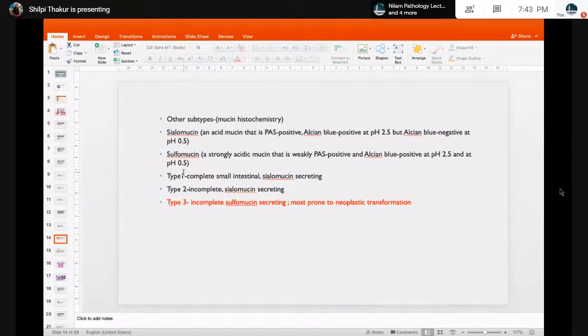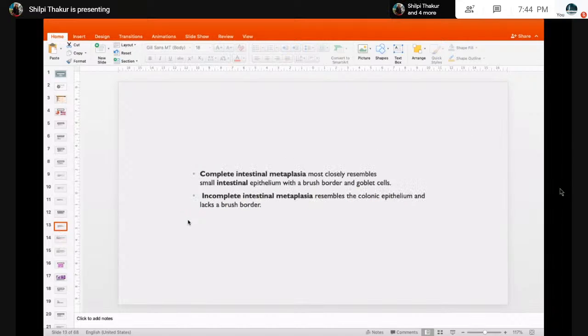Based upon this, metaplasia can be divided into three categories. Type 1 is complete, small intestinal, sialomucin secreting. If we do the PAS-AB stain, then we'll get it is positive for the Alcian blue. Type 2 is incomplete, and this is also sialomucin secreting. And type 3 will be incomplete, sulfomucin secreting, which is most prone to neoplastic transformation because it has the colonic type of metaplasia. I have already explained what is meant by complete and incomplete. When we say complete, that means it will resemble the small intestinal epithelium with the presence of the brush border and goblet cells. When we say incomplete, it means that it will resemble the colonic epithelium and it will lack the brush border.